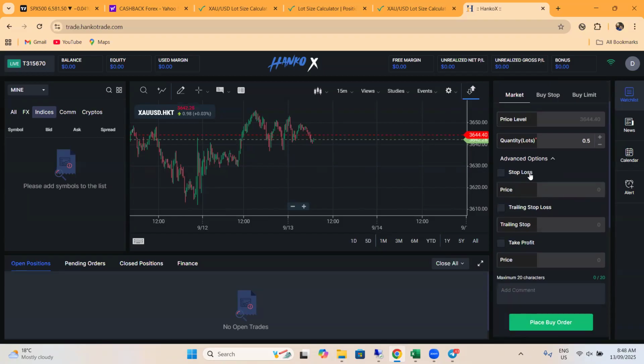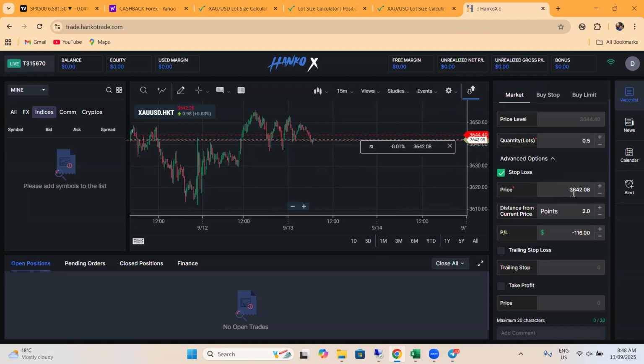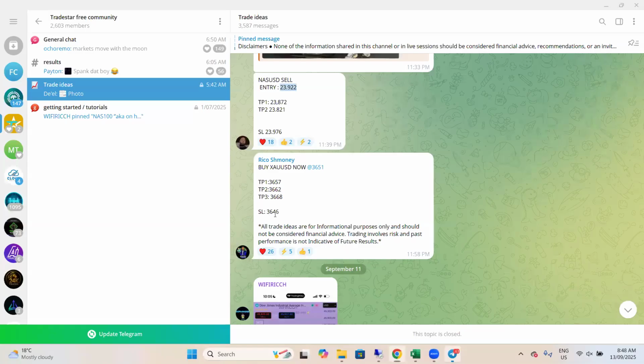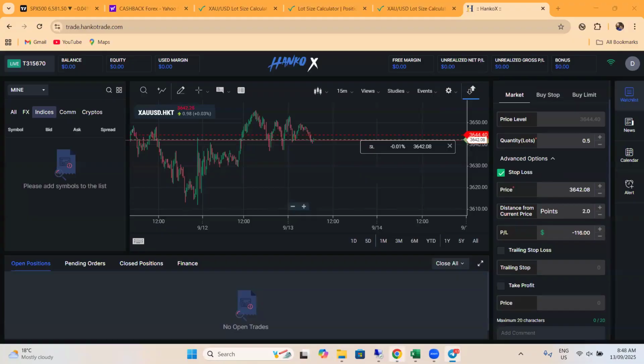But here, see, it says stop loss. So you'll find your stop loss, and what you do is put that price in. So let's go back. What was the stop loss? 3646. Okay.